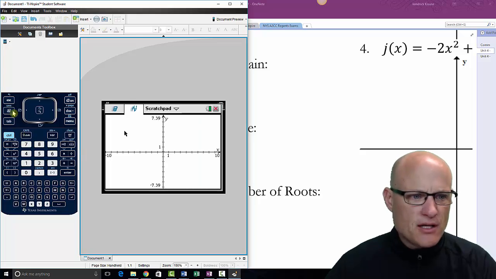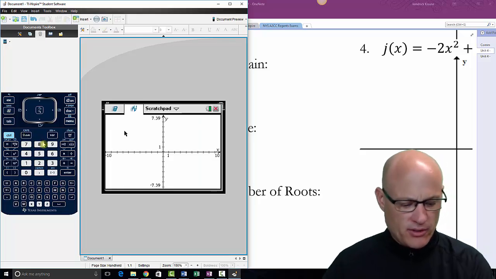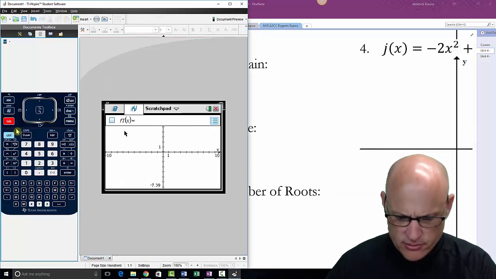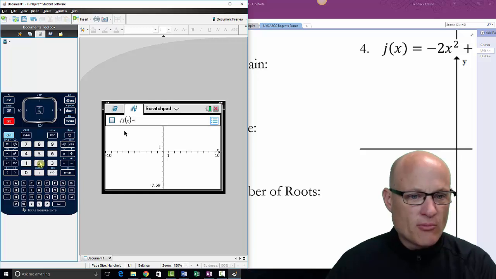So I think it was 2. I don't remember what it is. I have it on my sheet. 2x squared plus 2x plus 1 or minus 1.